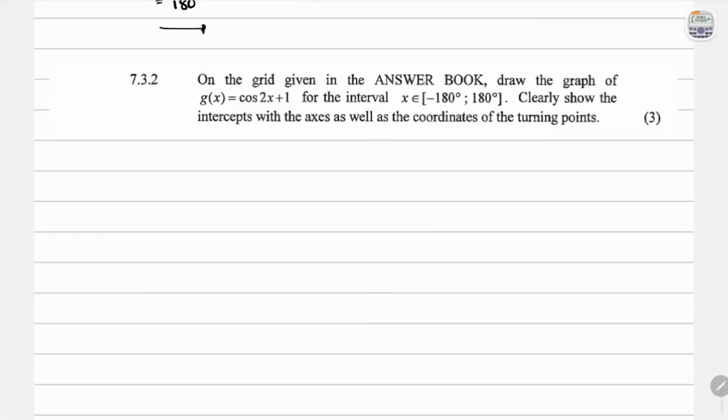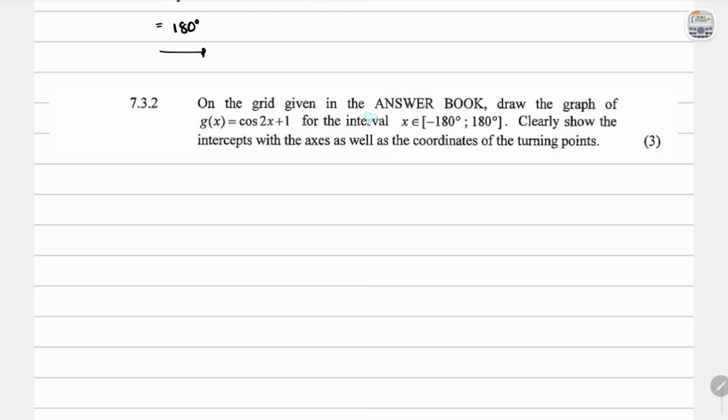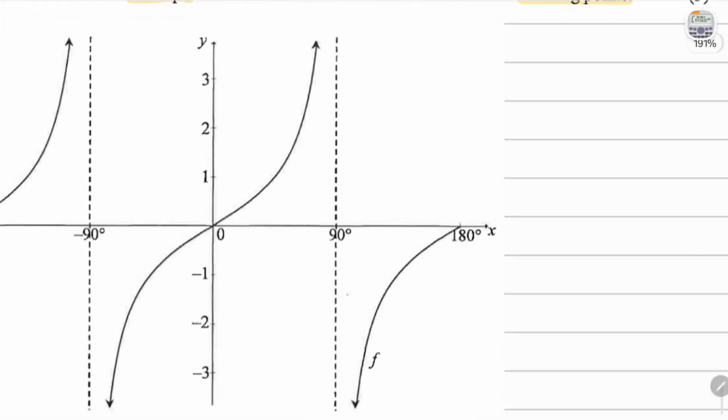Question 7.3.2 says, on the grid provided in the answer book, we'll just use the grid above, draw the graph of g of x is equal to cos 2x plus 1 for the interval where x is an element of negative 180 to 180, okay, like we have. Clearly show the intercepts with the axes as well as the coordinates of the turning points. Okay, so let's just keep that in mind. So let me get the graph above. Okay, so here is our graph.